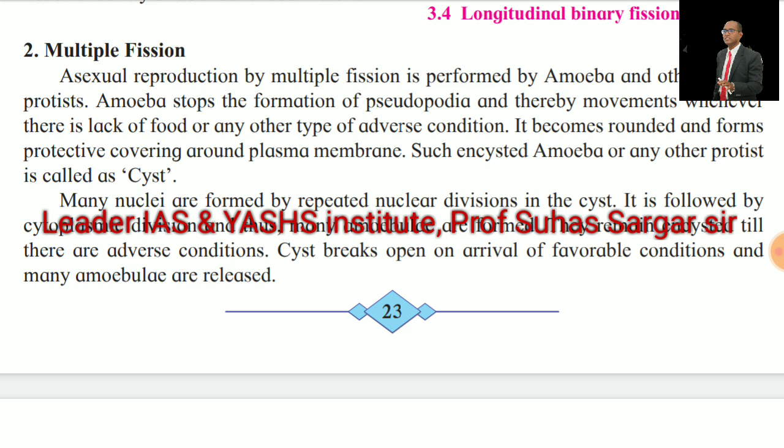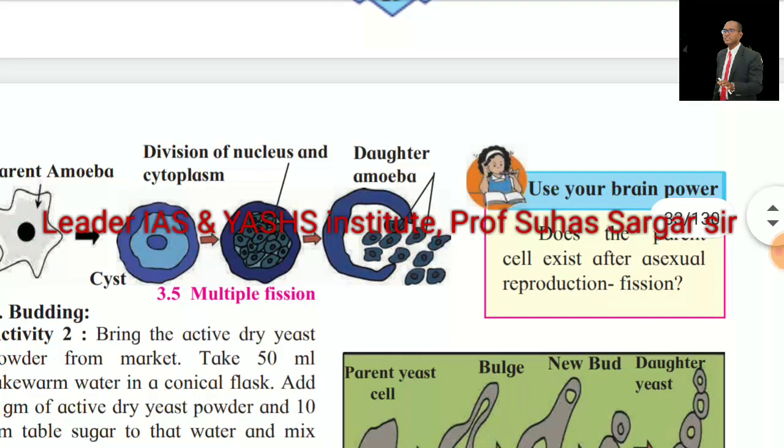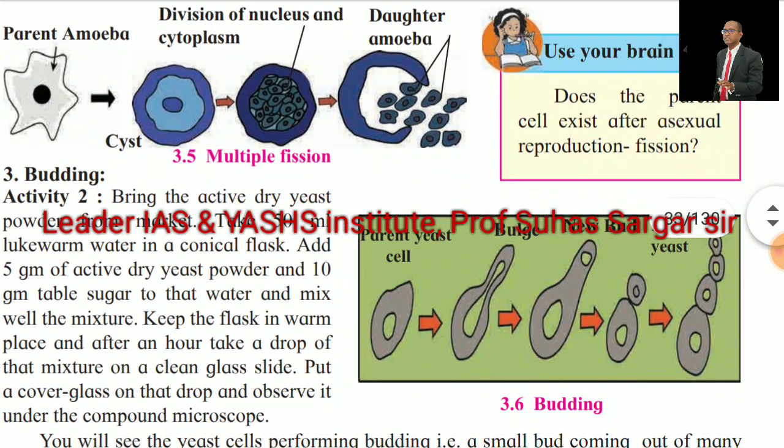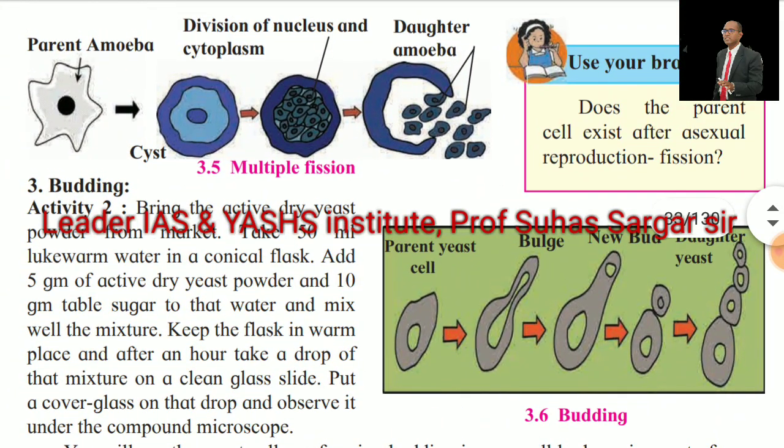Many nuclei are formed by repeated nuclear division in the cyst. It is followed by cytoplasmic division and thus many amoebulae are formed. They remain encysted till there are adverse conditions. The cyst breaks open on arrival of favorable conditions and many amoebulae are released. See in pictures the multiple fissions.